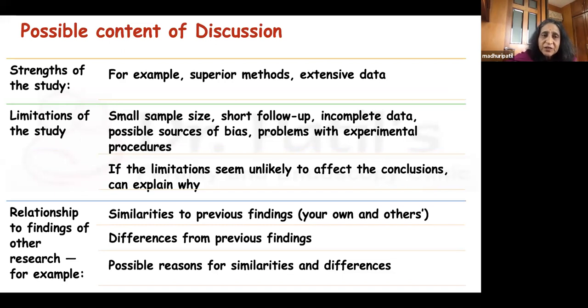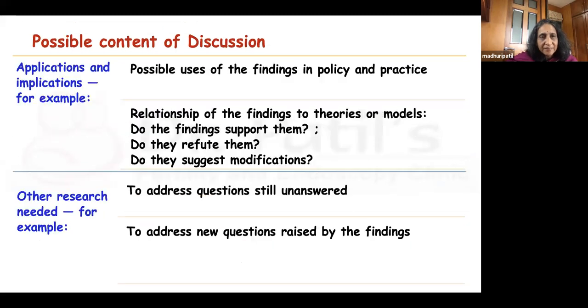Then you have to give the limitations of the study. That is, suppose you have a small sample size, a short follow-up, incomplete data, possible sources of bias, or problems with experimental procedures. And if limitations seem unlikely to affect the conclusions, then you can explain why they will not affect your conclusion. And then you have to have the relationship to the findings of other research, for example similarities to previously published papers, differences from the previous findings, and possible reasons for the similarities as well as the differences.